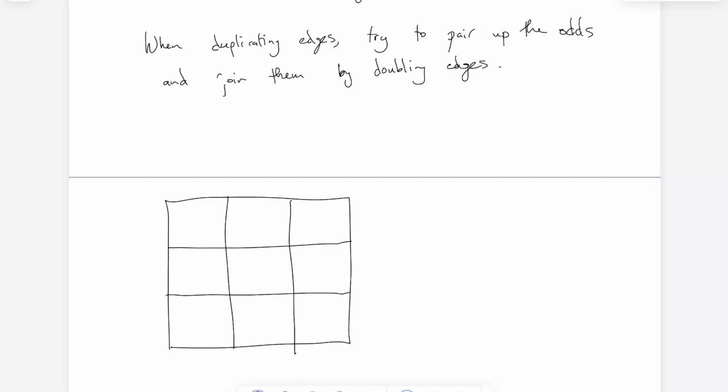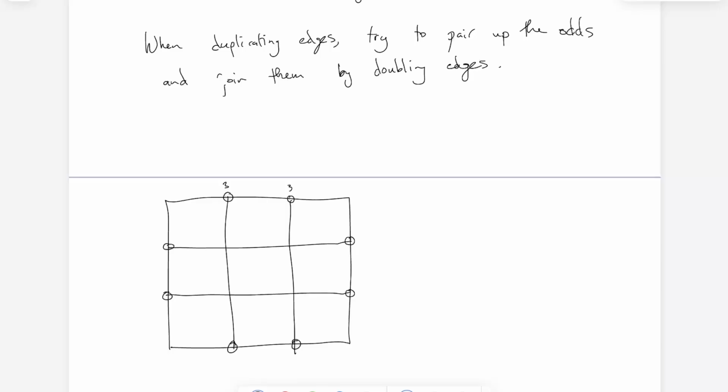So again, you begin by looking and finding the odds, right? And this is very much like the one that I just did. The odds would be all these ones on the side. Those are degree 3 each. The ones on the corners are 2s, and the inside ones are all 4s. So those are evens, and I don't care about them. I only care about the odds. All right, and the words I said at the top: when duplicating edges, try to pair up the odds and join them by doubling edges.